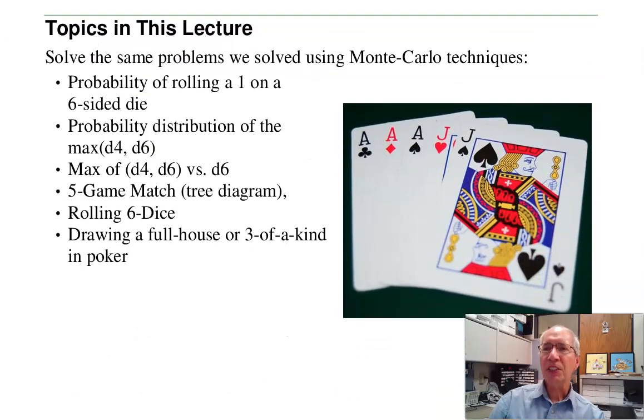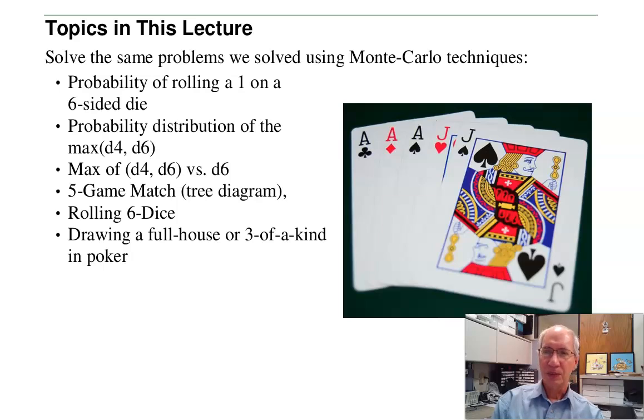What we'll cover in this lecture is using enumeration to solve problems that we solved doing Monte Carlo, such as the probability of rolling a 1 on a 6-sided die, the probability distribution of a max of a d4 and a d6. Who's going to win a match? Player A rolls a d4 and a d6, meaning a 4-sided die and a 6-sided die, and takes the maximum. Player B rolls a 6-sided die, and B wins on ties. Who's going to win?